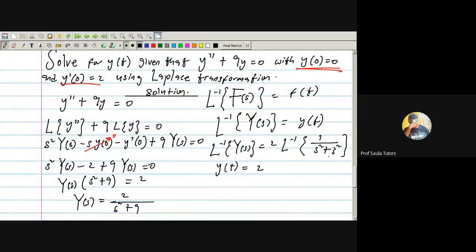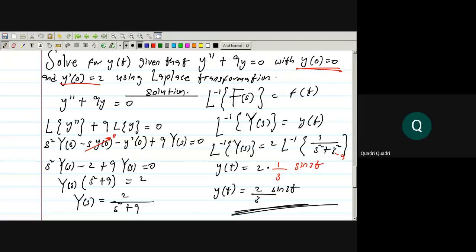2. The inverse Laplace transform of this is what? 1 over a. What is my a here? a is 3. Exactly. Therefore, I have 1 over a, which is 1 over 3, then sine of at, sine of 3t. It means that the solution to this differential equation is 2 over 3 sine 3t.